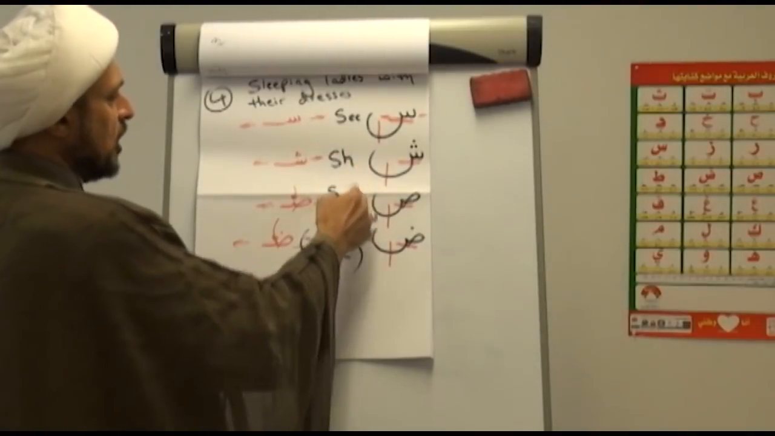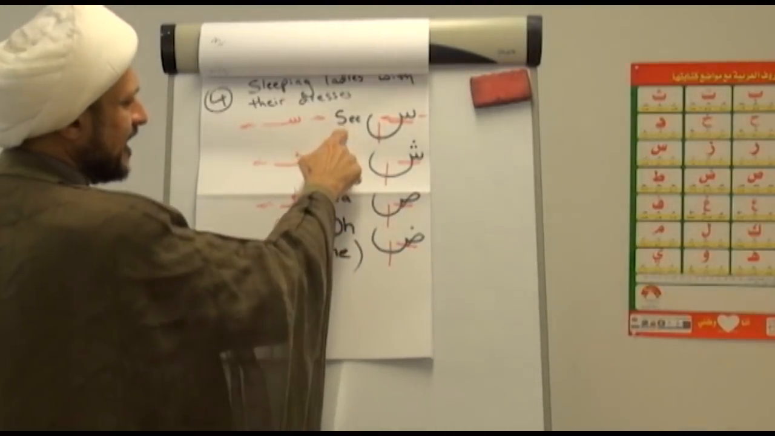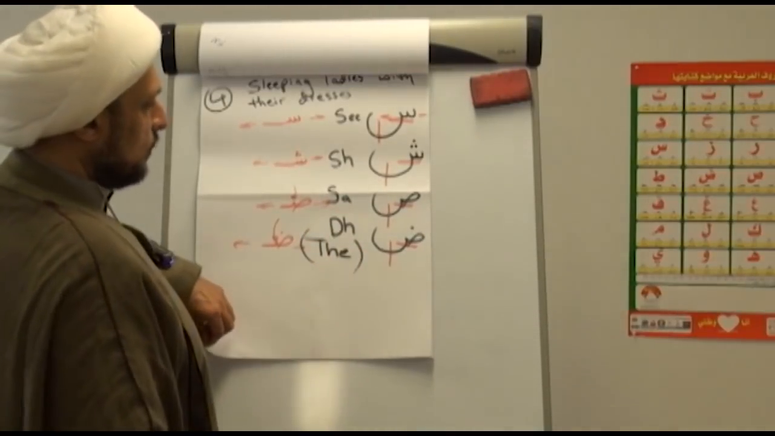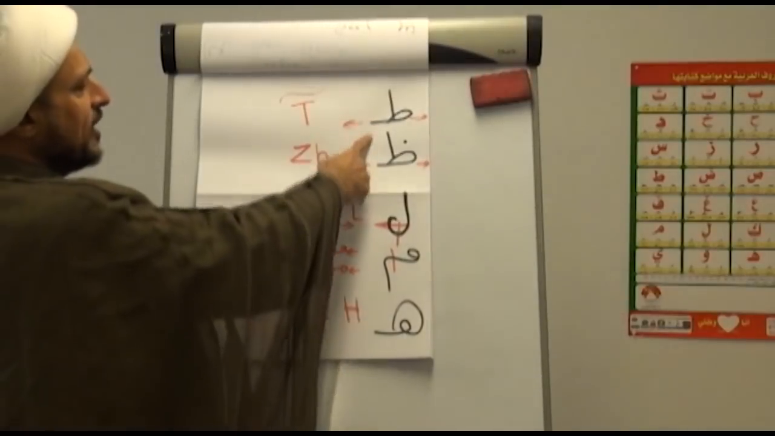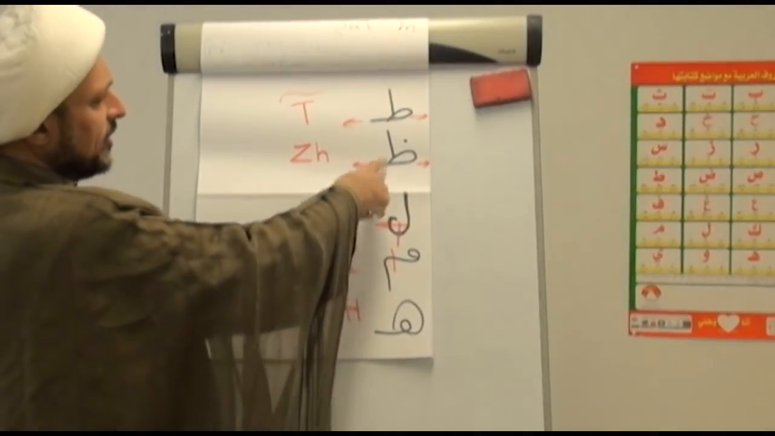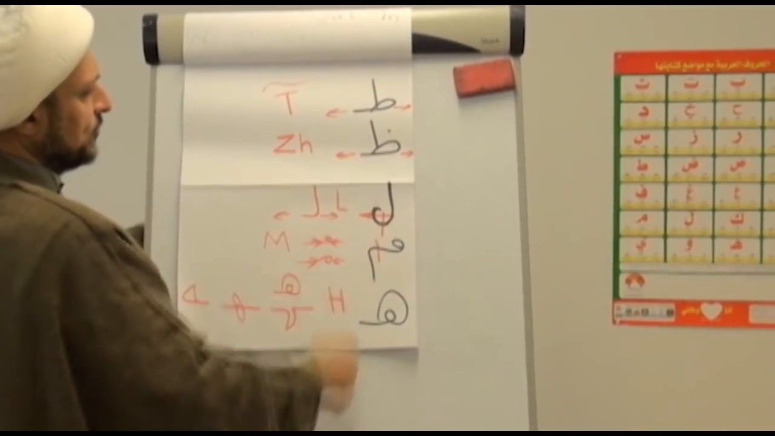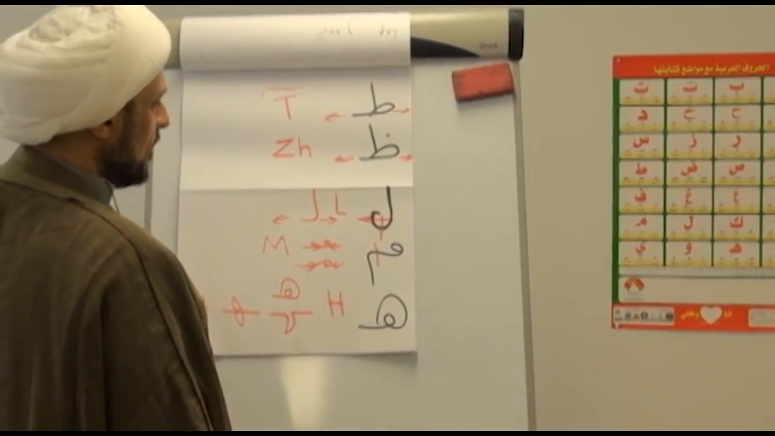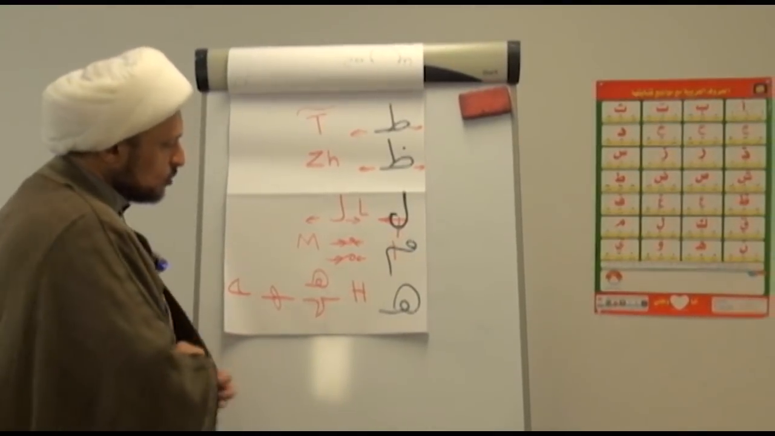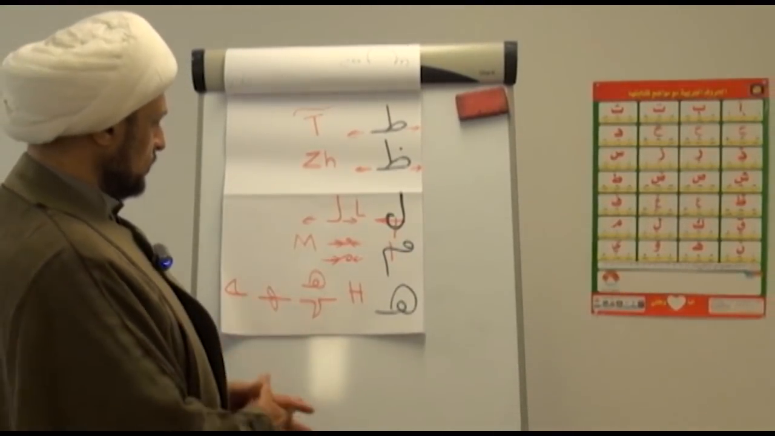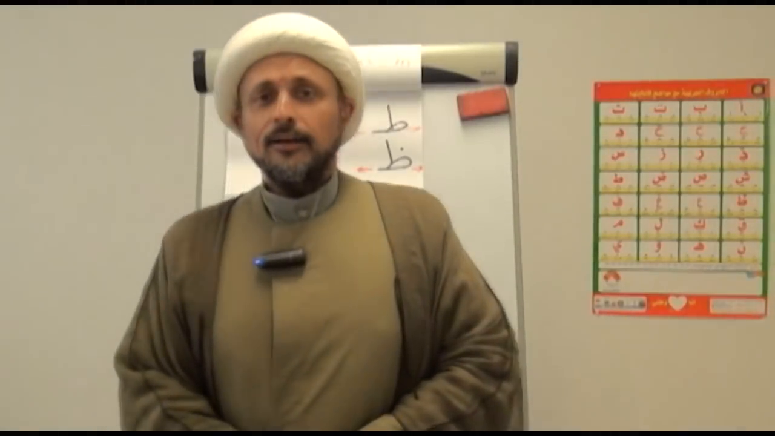And then there were these 4 sleeping ladies: Sa, sha, sa, ba. And then we have this ta, va, like zuhur. Ta, va, it's not bad, it's zuhur. And then we have this la, and ma, and ha. And we said ha is written in different forms when it's in the middle. We're going to talk more about that.